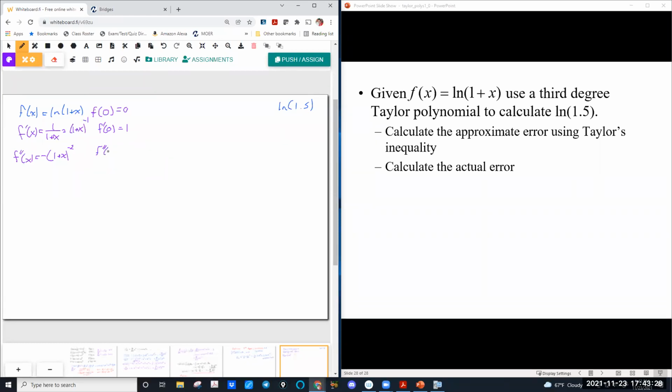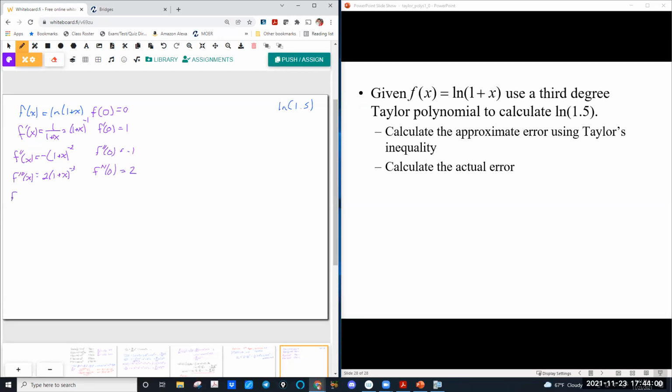And f double prime of 0 then is negative 1. We can already probably start to see, okay, it looks like we might have an alternating series here, but let's check it out. F triple prime of x, we're going to need this one for the third degree Taylor. Negative 2 times negative 1 is a positive 2. 1 plus x to the negative 3. F triple prime of 0 is going to be 2.